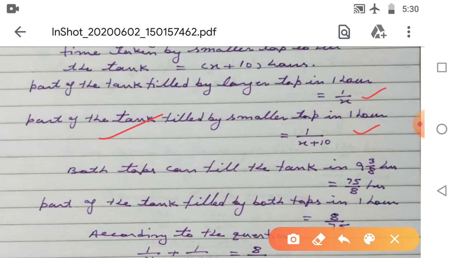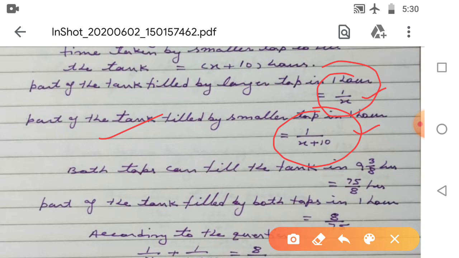If total tank is filled in x hours, so what part of the tank will be filled in 1 hour, that is 1 by x part of the tank, right. And what part of the tank will be filled by the smaller pipe, that is 1 upon x plus 10. This is separately, clear.